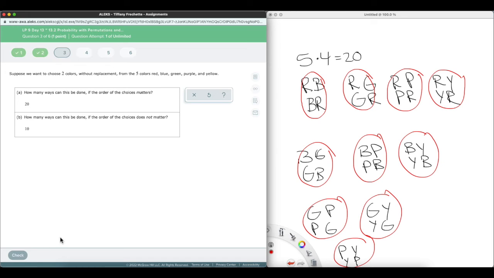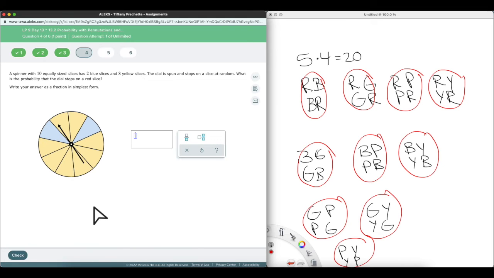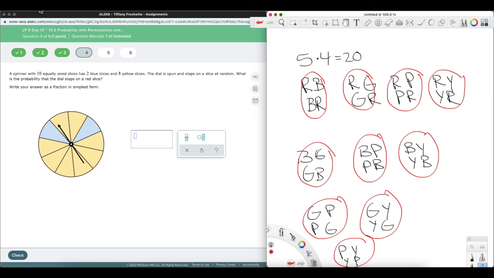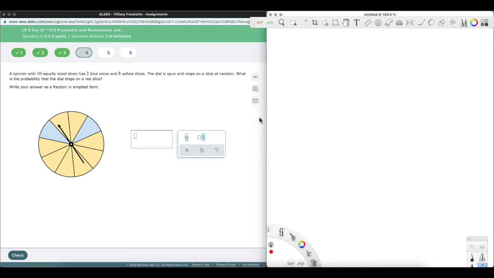Okay, let's keep moving here. So now we're going to have a probability. We're actually going to look at a spinner. Sometimes they give you little marbles. And I know when we did this in class, I had to actually put red, green, blue on the little marble so you could see it because it was printed in black and white. So it's very nice to see it in color on the screen. So we have a spinner with 10 equally sized slices that has 2 blue slices and 8 yellow slices. The dial is spun and stops on a slice at random. What is the probability that the dial stops on a red slice?